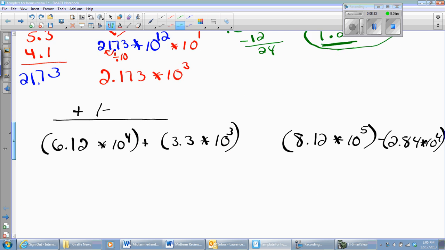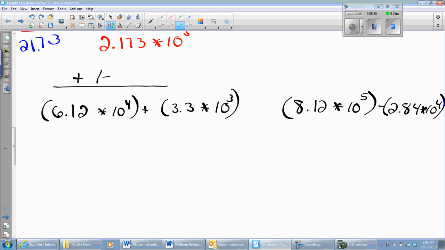All right. Now, adding and subtracting scientific notation. Second period got to see this in class because they had me for the extra hour. I talked a little bit about it to 8th period, but not as much.